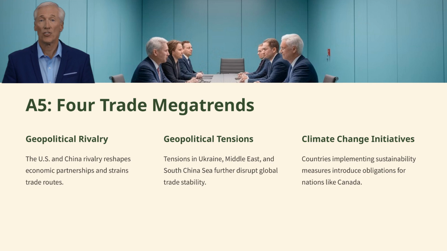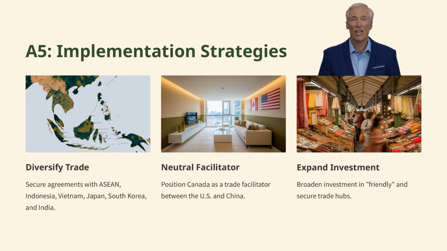Together, these trends underscore the urgency for Canada to adapt, ensuring that our trade policies remain resilient, forward-thinking, and competitive. With the justification clearly laid out, let's explore how we can put these ideas into action. First, we need to diversify our trade beyond our traditional partners. This means securing deeper agreements with Southeast Asian nations, ASEAN members like Indonesia and Vietnam, as well as strengthening ties with Japan, South Korea, and India, a rising economic partner.